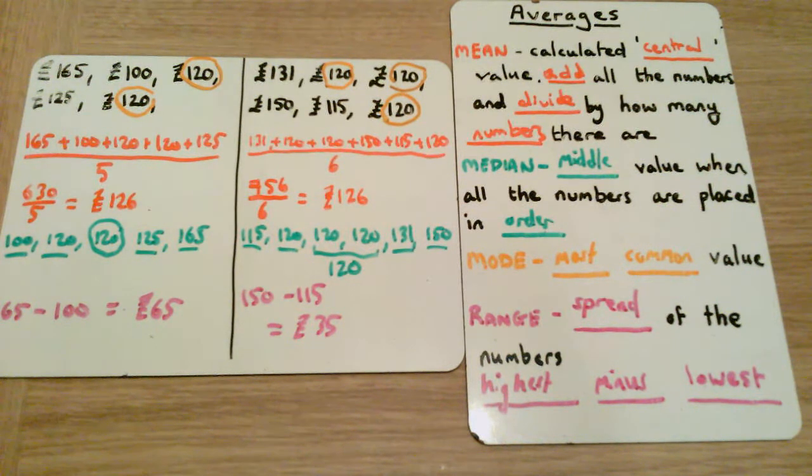So there you have it. That's our introduction to mean, median, mode, and range. Our mean, we said, is our calculated central value, where you add all the values up and divide by how many there are in total. You then obtain the median by putting your numbers in order from lowest to highest and finding the middle value. And then finally the mode, the most common, and the range being the highest, take away the lowest.